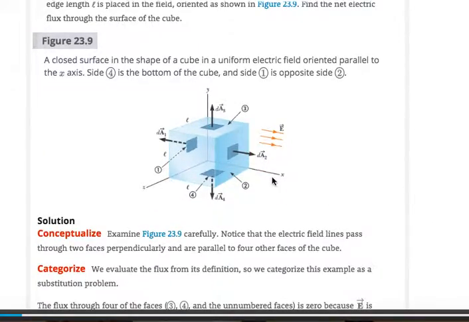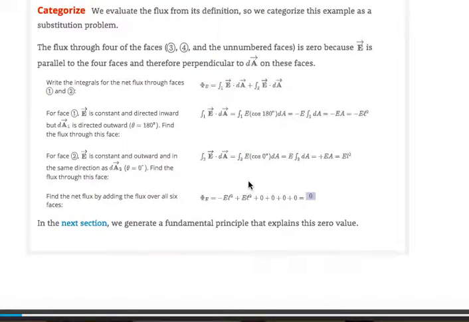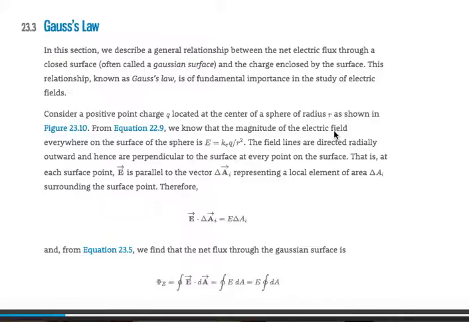Flux through a cube: you only want the perpendicular portion, so you're usually going to use only two faces of that cube. But again, it's electric field times area times the cosine of the angle between them.